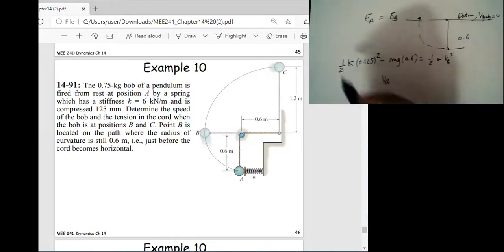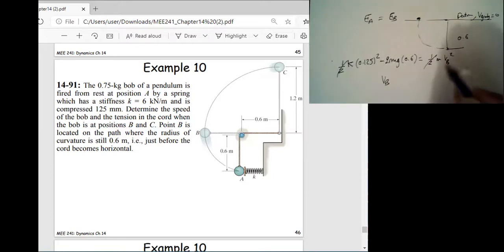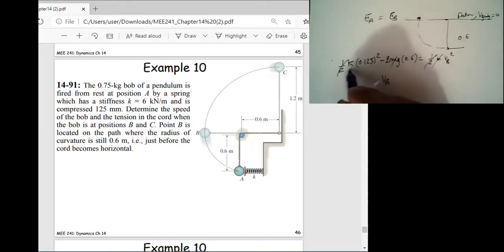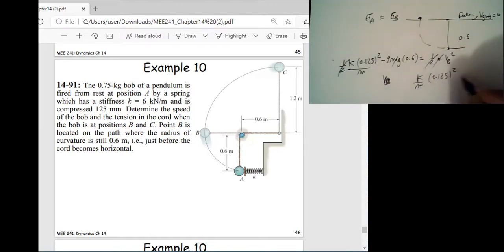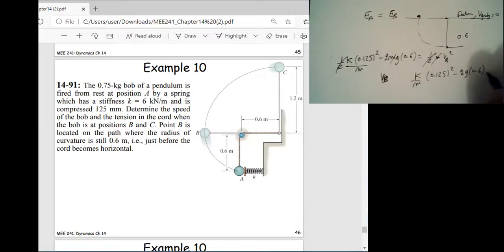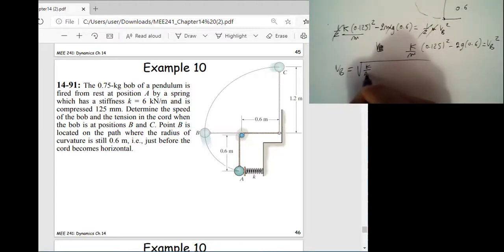So we can multiply by 2. This term will vanish, and this term will vanish, and we can divide by m. Let me rewrite that. I have k over m times 0.125 squared minus 2g multiplied by 0.6 is equal to VB squared. So VB is equal to how much? Square root of k over m.